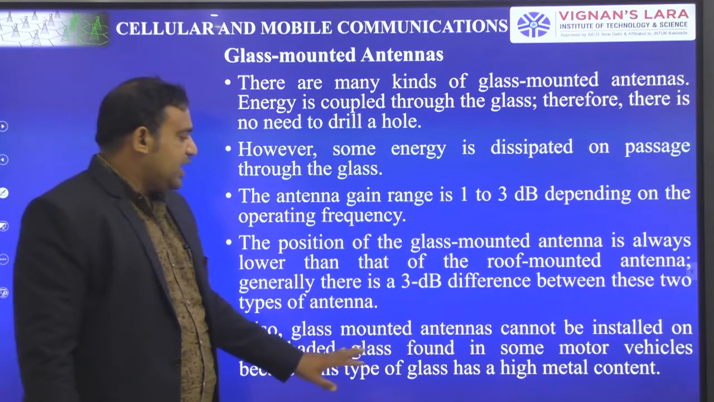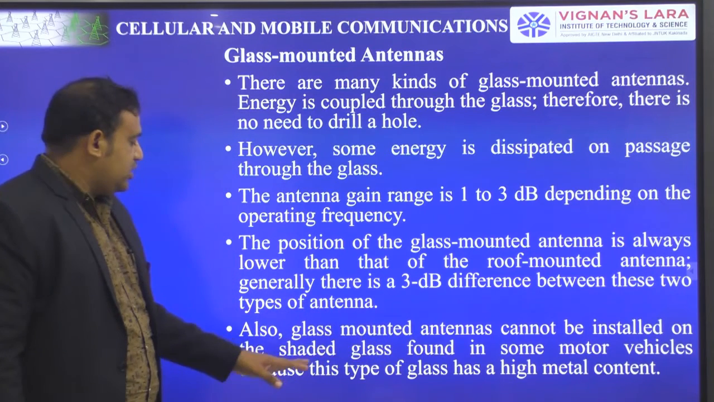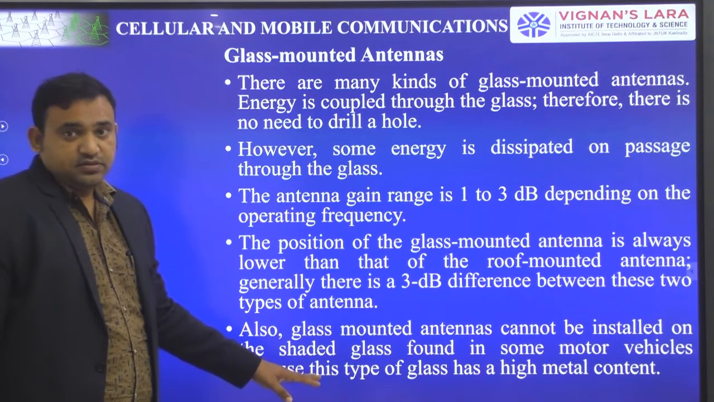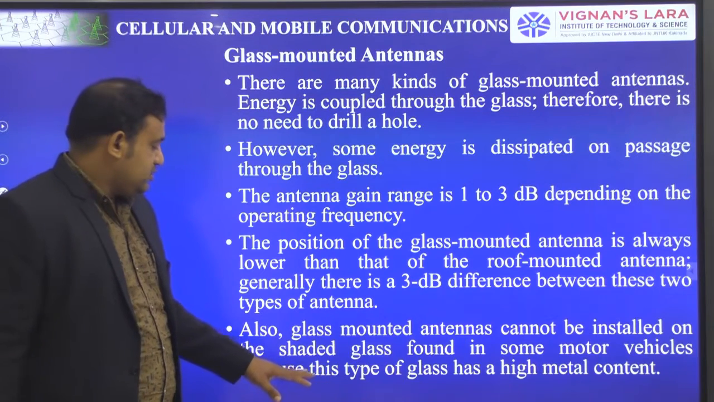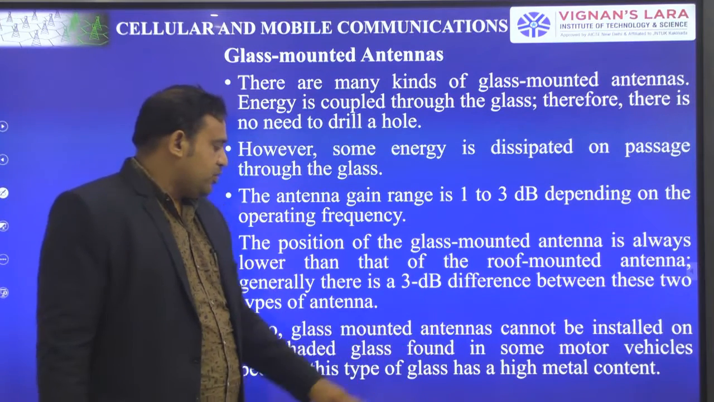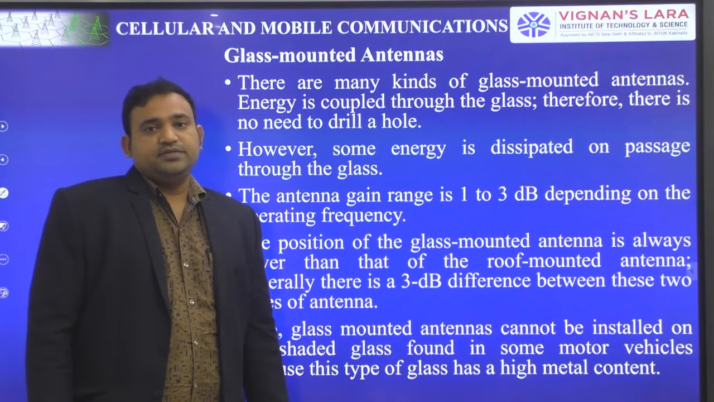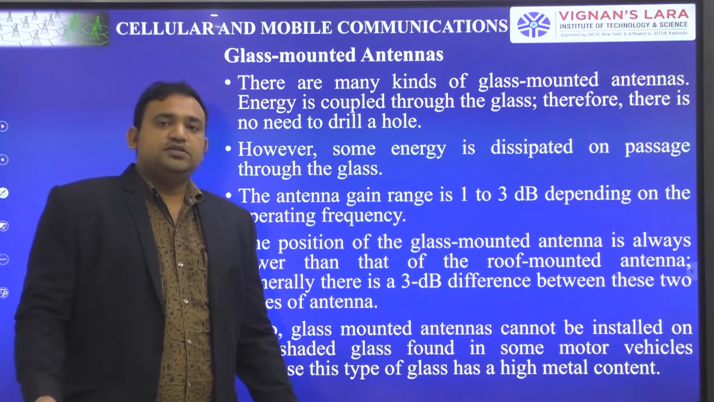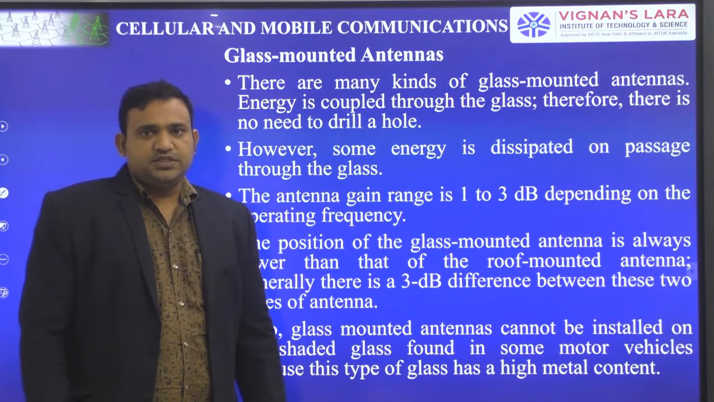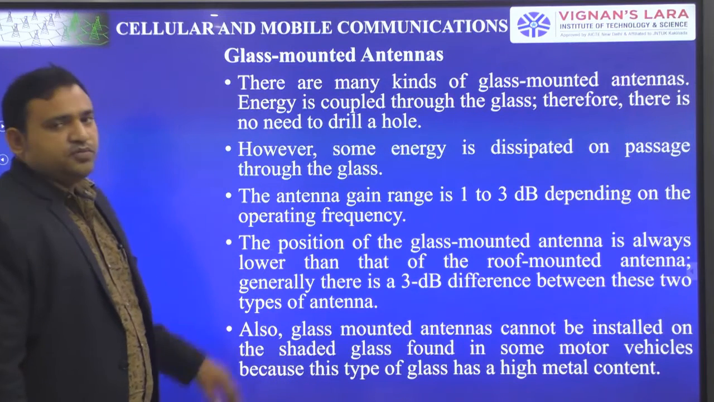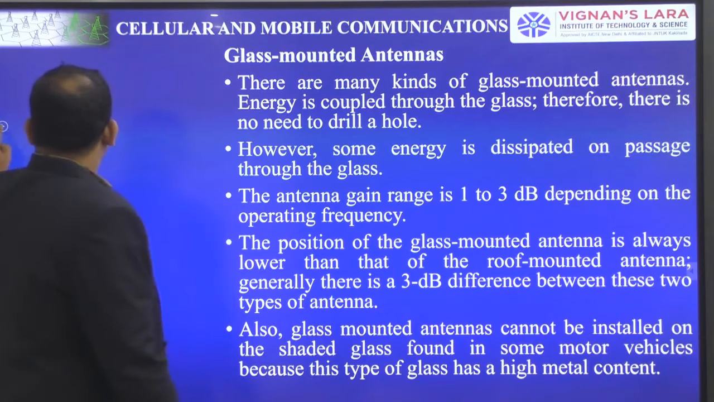Also, glass mounted antennas cannot be installed on shaded glasses. The glass must be clean. Shaded glasses are found in some motor vehicles, because this type of glass has a high metal content. So high metal content means more loss of signal. Okay, so this is about glass mounted antennas.